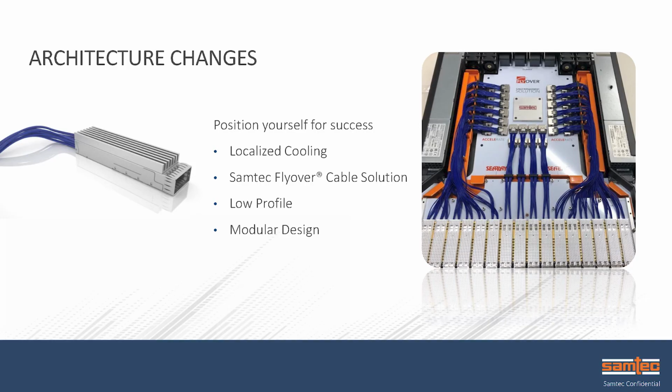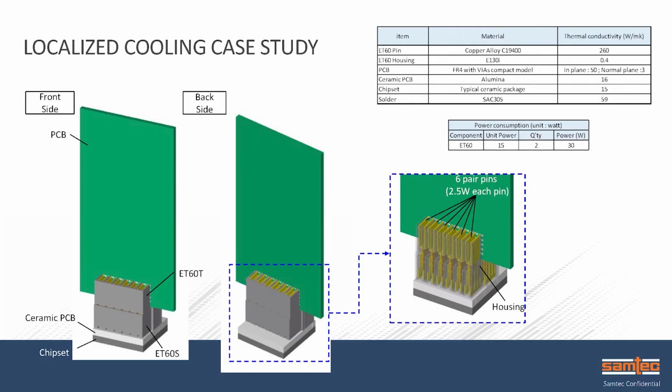If we move away from immersion cooling, we go into an architecture change. This may be localized cooling, using a Samtec Flyover Cable solution, a low profile design, or a modular design to readjust your system and the architecture. As we talk about some architecture changes, let's look at this localized cooling case study.